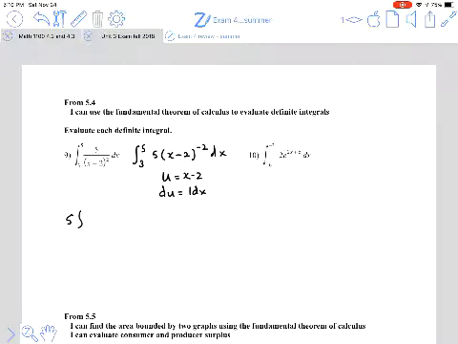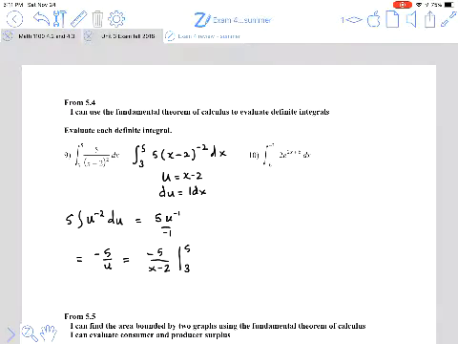Now I'm going to drop the limits of integration until we find the antiderivative. So this is u to the power of negative 2 du. The antiderivative of u to the negative 2 is u to negative 1 divided by negative 1. So that's the same as negative 5 over u, which is negative 5 over x minus 2.